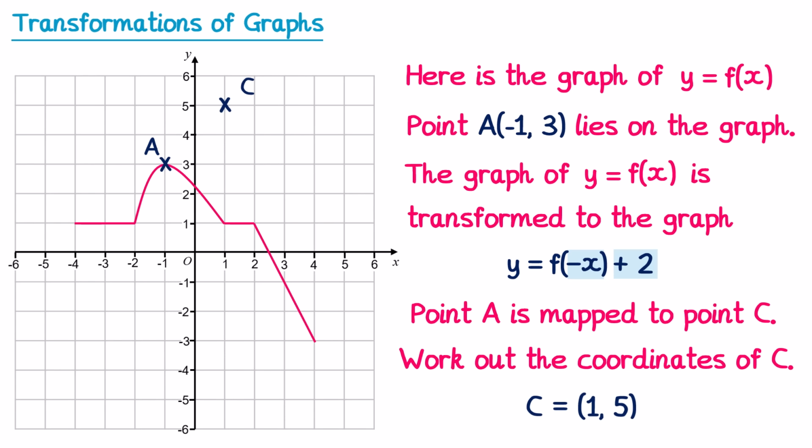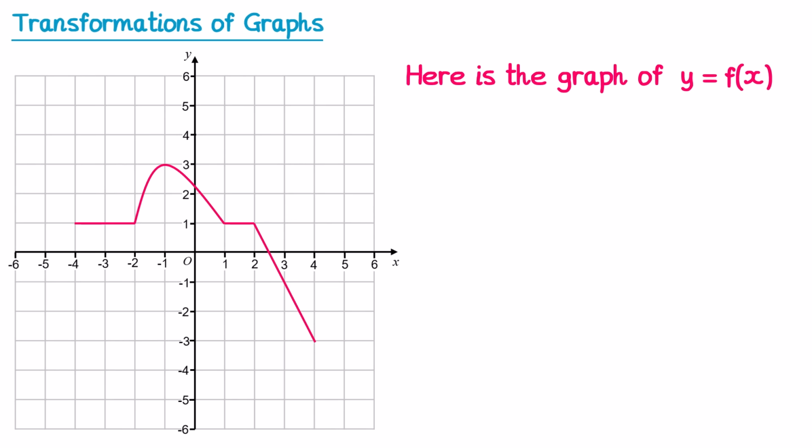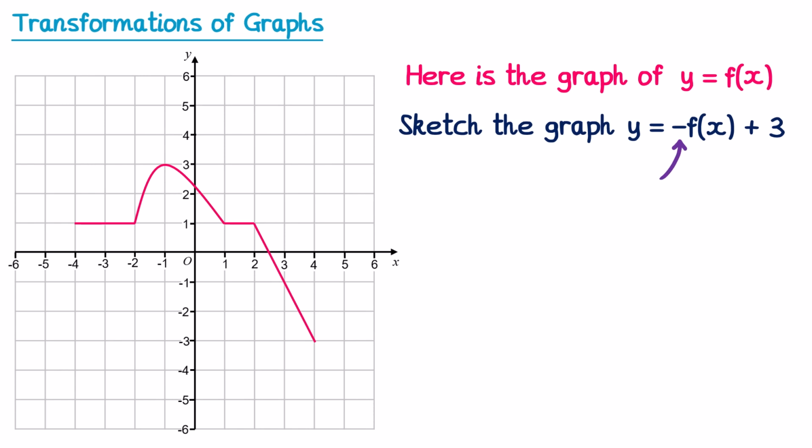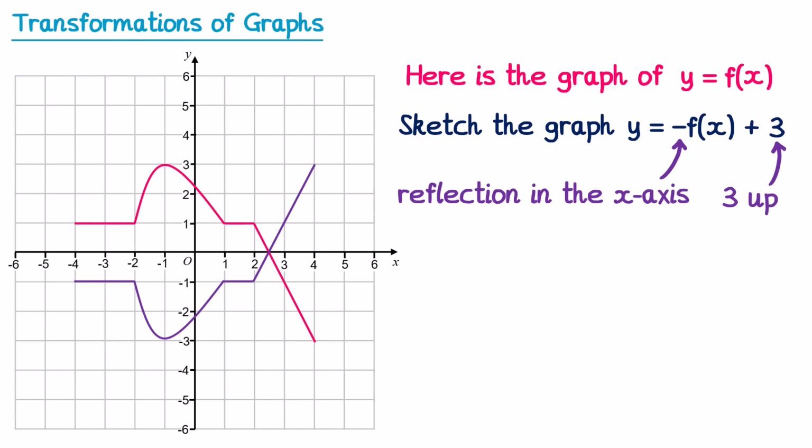Sometimes the order in which you apply the transformations does matter. So for this question here, we're going to sketch the graph of y equals negative f of x plus 3. This negative here tells us to do a reflection in the x-axis, and this plus 3 tells us to move the graph up 3. But it will make a difference which order we apply these in. If we take the original graph and reflect it in the x-axis first, we end up with this graph here. And then if we move it up 3 units, this is the final position.